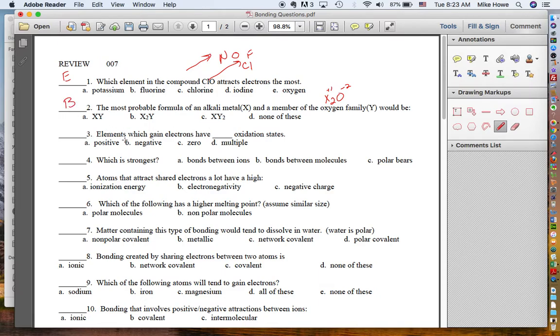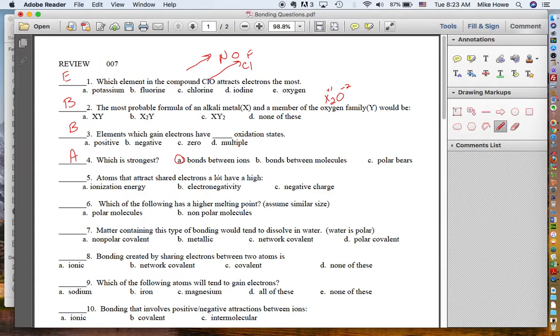Elements that gain electrons have negative oxidation states because electrons are negative. Which is strongest? You might think it's polar bears, but actually it's probably bonds between ions, especially in terms of strength per relative size. So that'd be A. Bonds between molecules are weak bonds. Remember, the strongest of them is a hydrogen bond, but even that's 10 times weaker than your basic covalent bond.